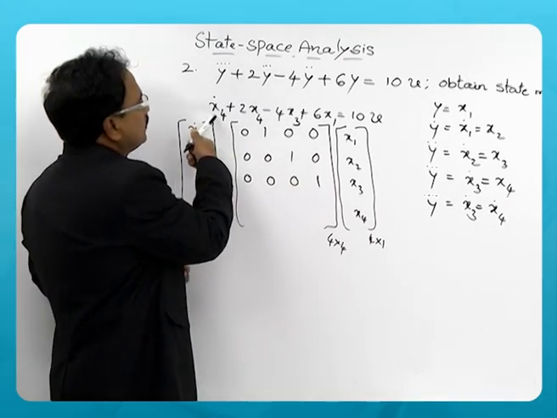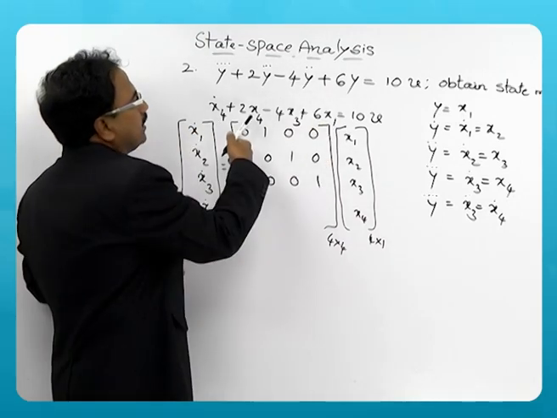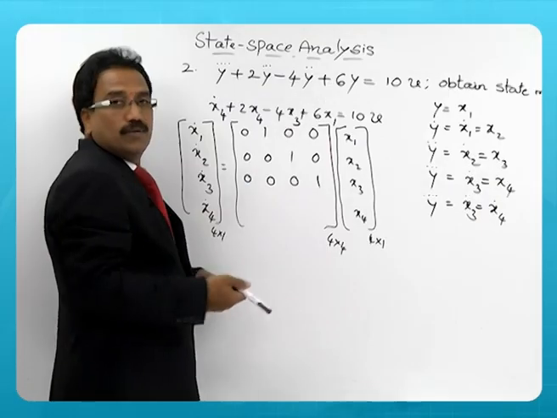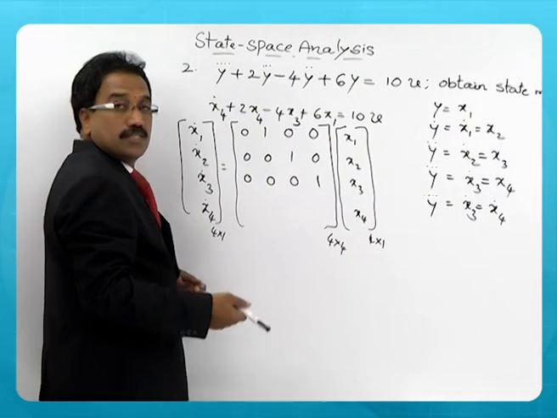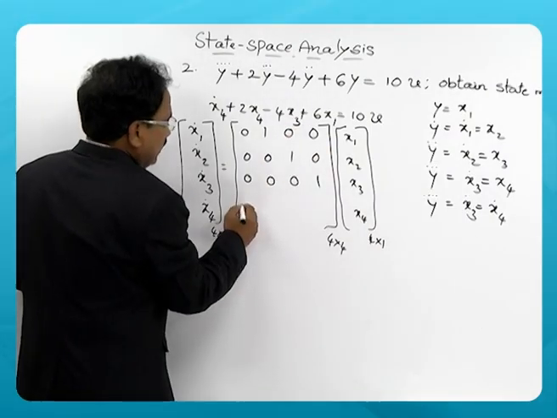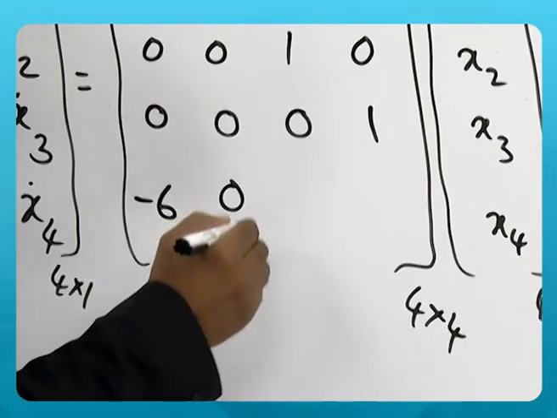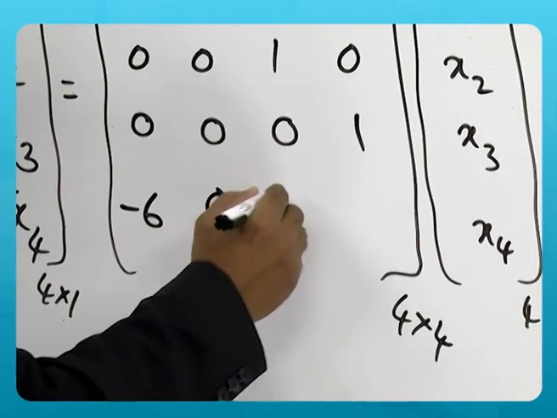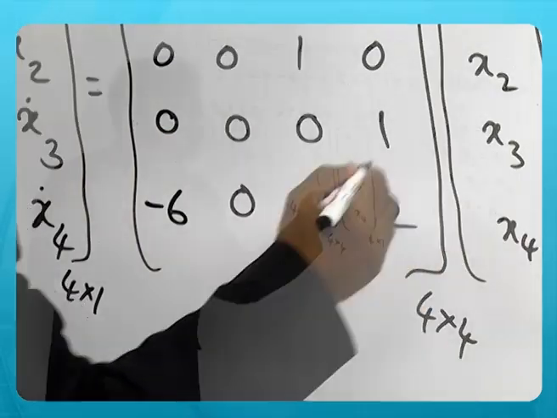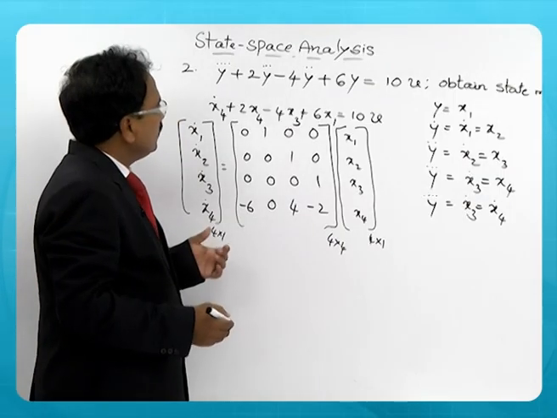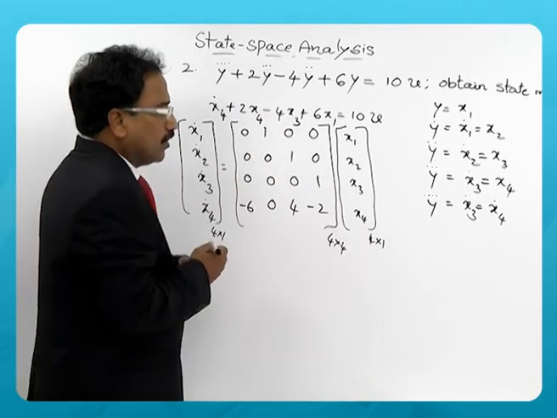For that you need to see this equation x4 dot equal to 10u, and minus these terms will go other side. So you can write now the x1 coefficient is 6 here, so it goes that side, it is minus 6. There is no x2 component in the equation, so 0, and this goes that side, so 4 is the x3 coefficient and minus 2 is the last component. So forming the state matrix using these equations is important to get the state model.